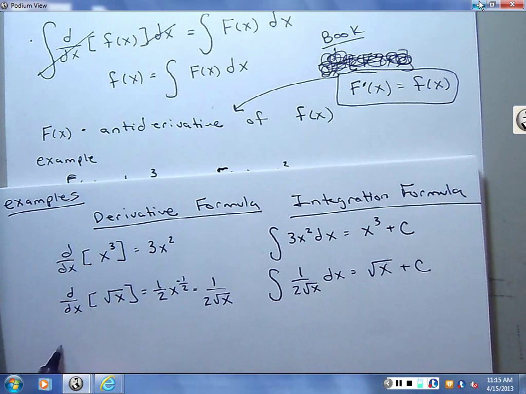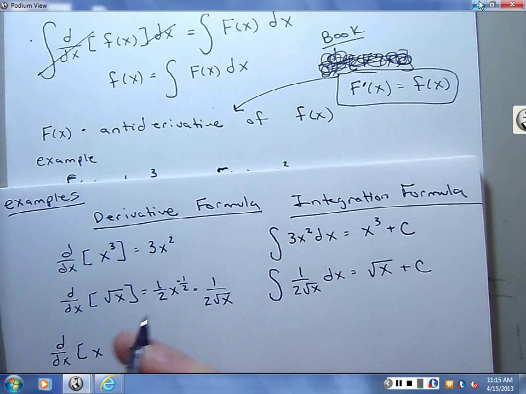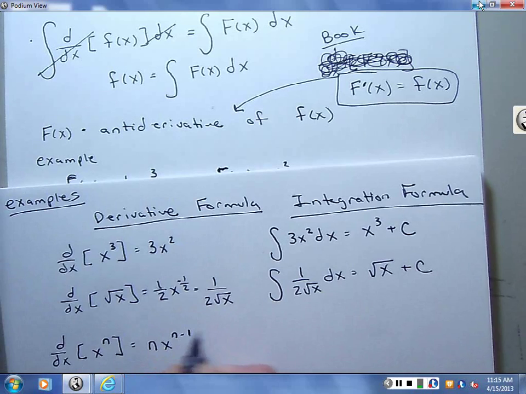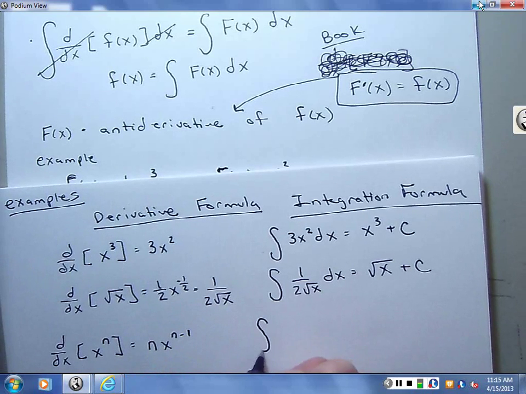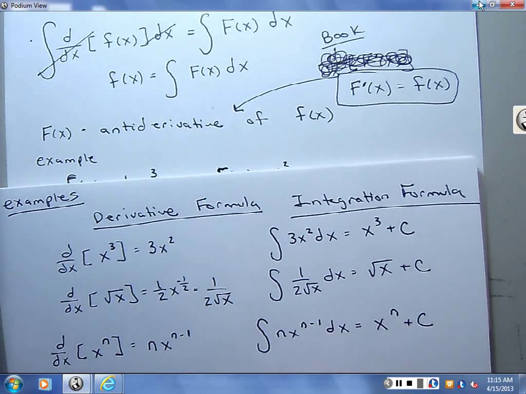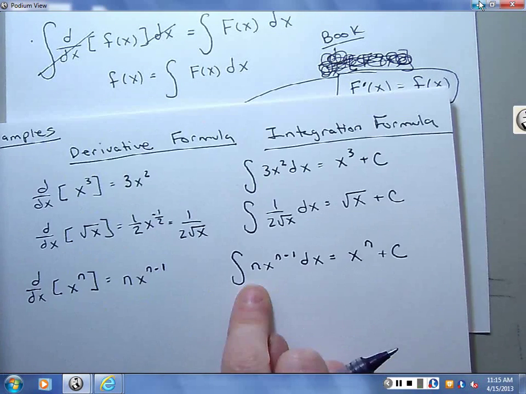What if I differentiate x to the n? What is the derivative of x to the n? n x to the n minus 1. So that's saying if I integrate n x to the n minus 1 with respect to x, I get x to the n plus c. Now this is not ideal to have this here.